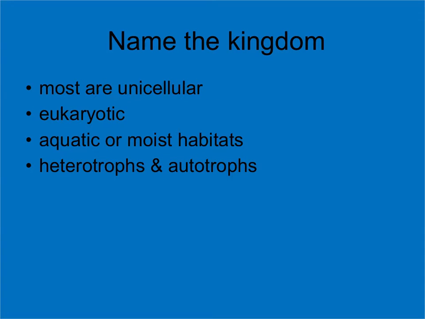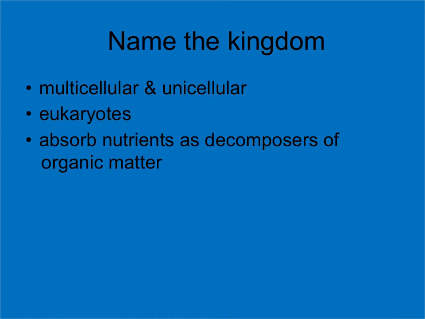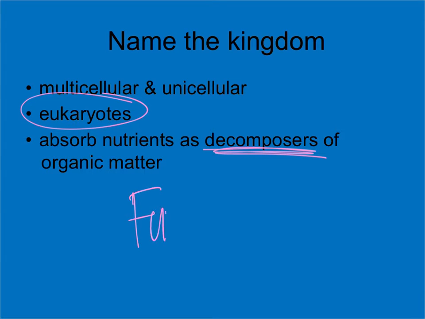Okay, most are unicellular, but they're eukaryotic. They may be aquatic or living in moist habitats, and they may be autotrophs or heterotrophs. Okay, hopefully you picked Protista. Remember, Protista typically live in water. True prokaryotes. We know that true means eu, and prokaryotes are always bacteria. Multicellular or unicellular, but they're eukaryotes and they absorb nutrients as decomposers. Okay, so what is that? Fungi.